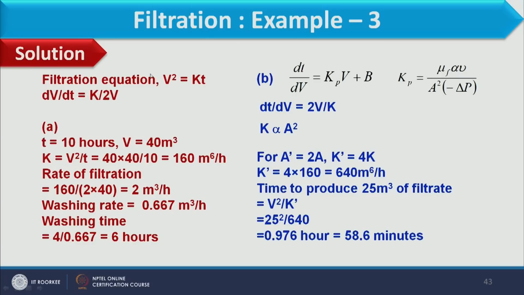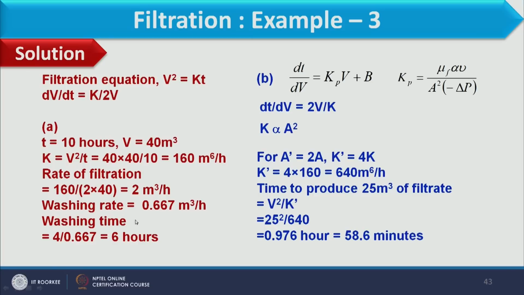So, let us start with part 1. The filtration equation is given like this, V square equal to KT. When we differentiate it, we find dV by dt is equal to K by 2V, which is nothing but the rate of filtration. Now, in part A, at time t equal to 10 hours, volume is given as 40 meter cube. So, when we put these values over here, we can find the value of constant K, that should be V square by T. So, the value comes as 160 meter 6 per hour, and the rate of filtration should be K by 2V, which we find as 2 meter cube per hour.